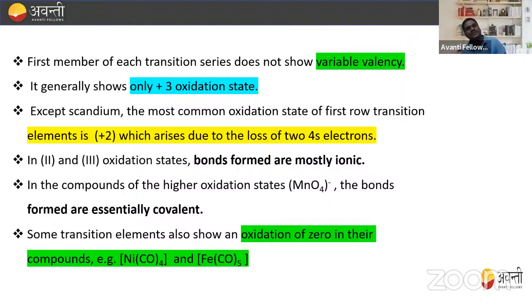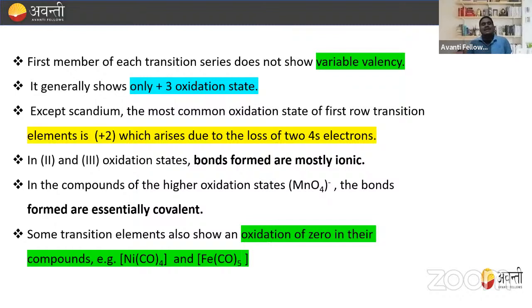Except scandium, the most common oxidation state of the first row transition elements is +2, which arises due to the loss of two 4s electrons, right?